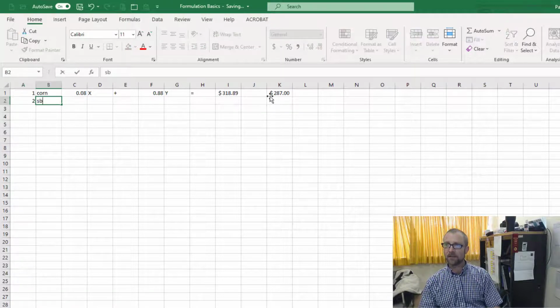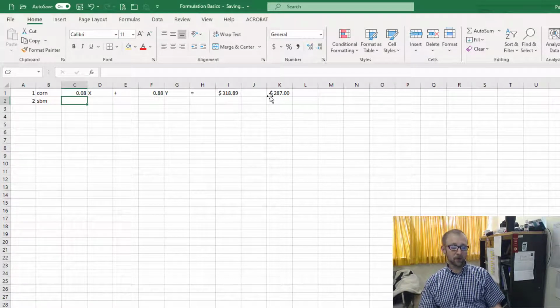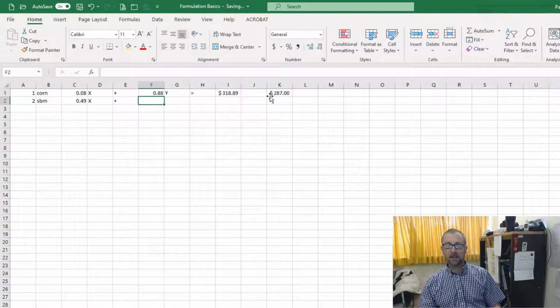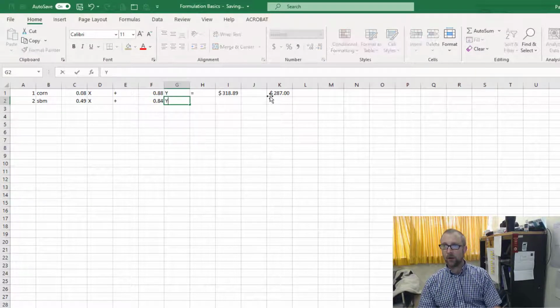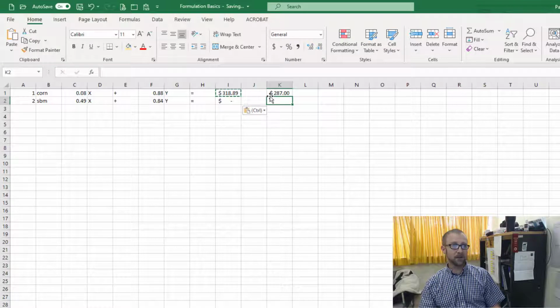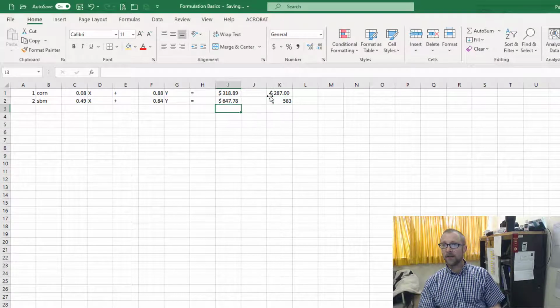We can do the same thing with the soybean meal as well. So we're going to do this, and I'm just going to write SBM. For the soybean meal, we're going to go with 49% crude protein, again X, plus the energy, which is about 84% TDN. So we're going to do 84 Y equals, and then here the value again. In this case, the value is going to be $583, and again we're going with a dry matter percentage of 0.9, so that's what I have in there already. And so now we have our two equations right here.